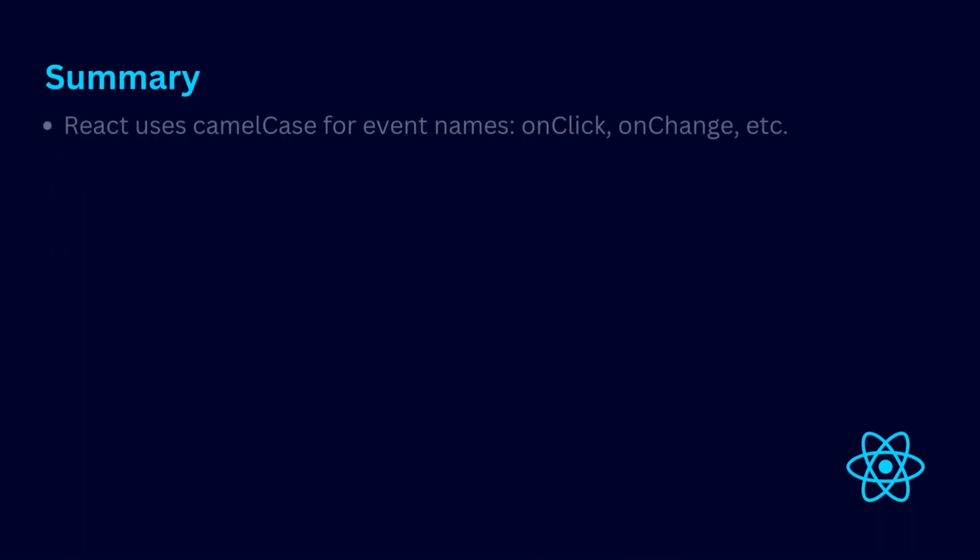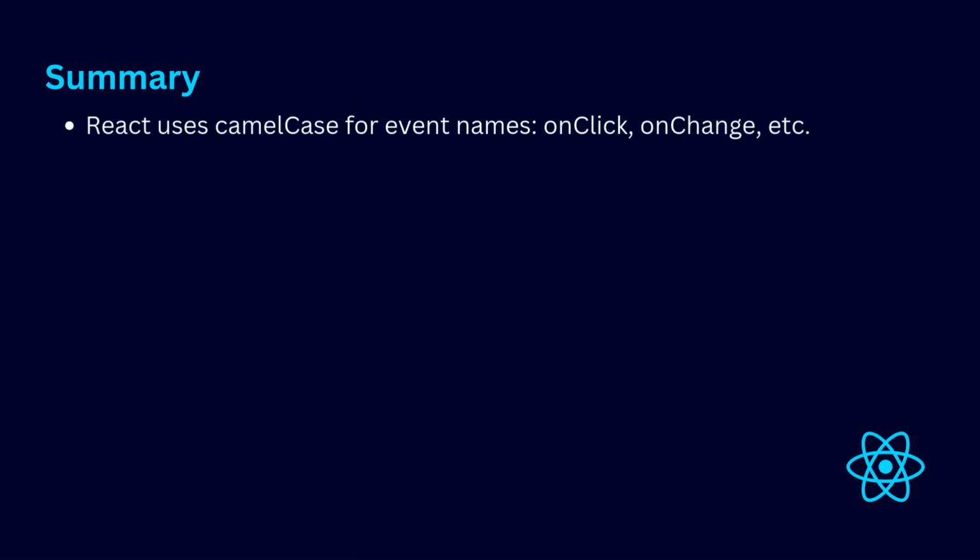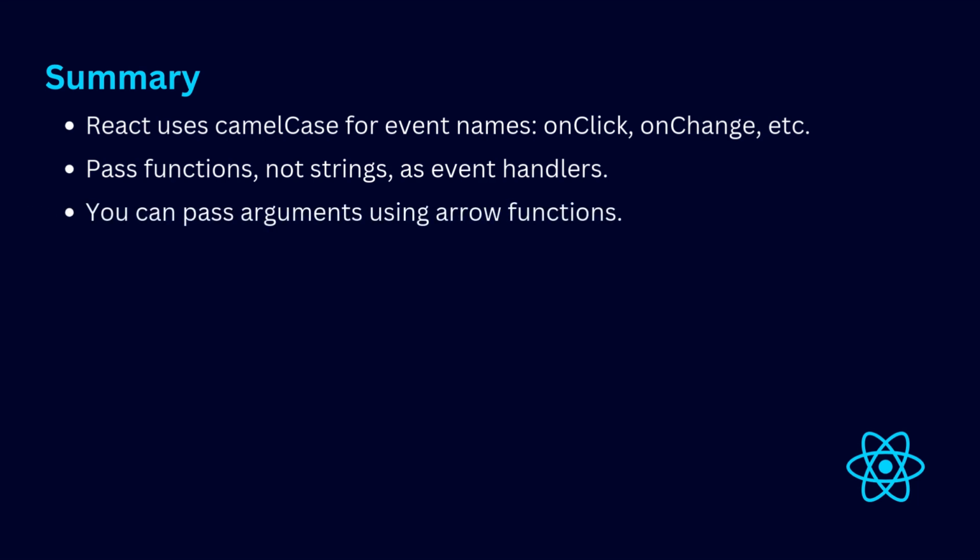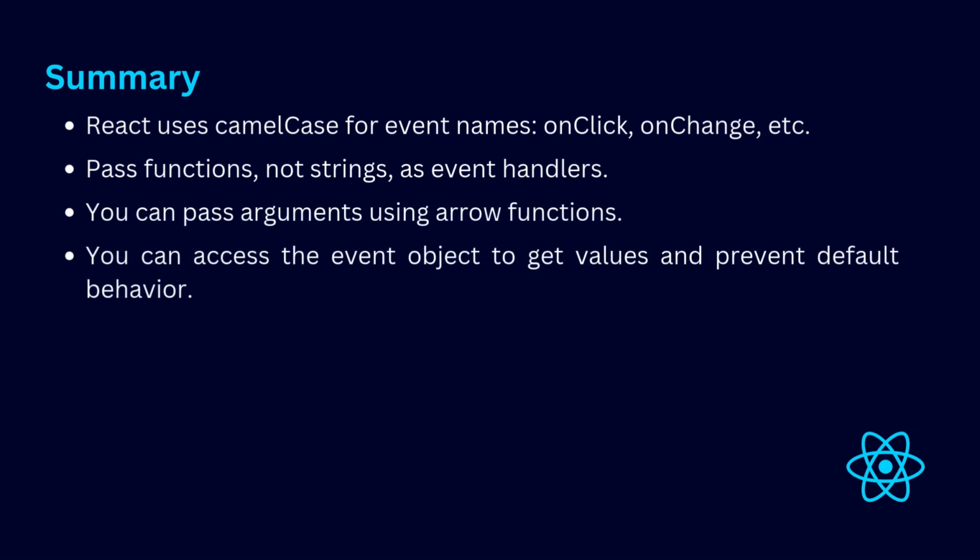Let's summarize. React uses camel case for event names like onClick, onChange, and onSubmit. Event handlers are functions, not strings. You can pass arguments using arrow functions, use event.preventDefault to stop form reloads, and you can pass handlers as props to reusable components.